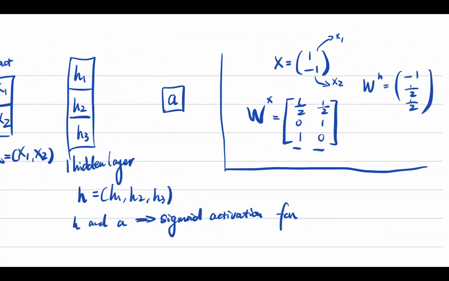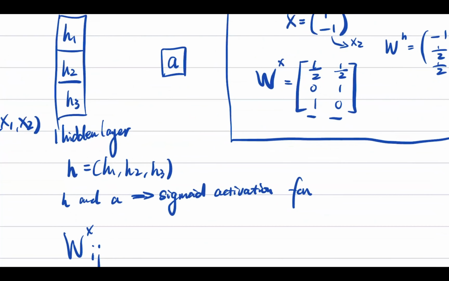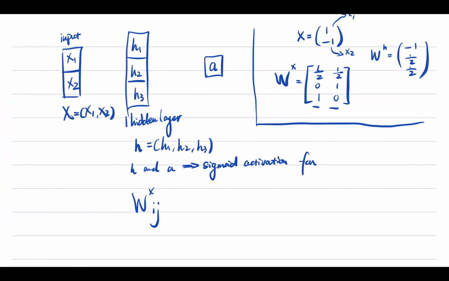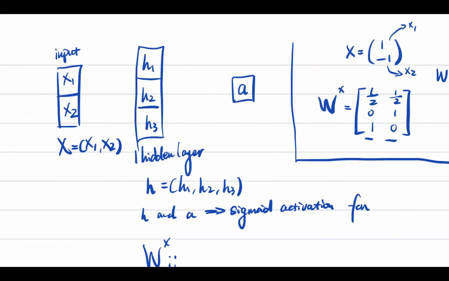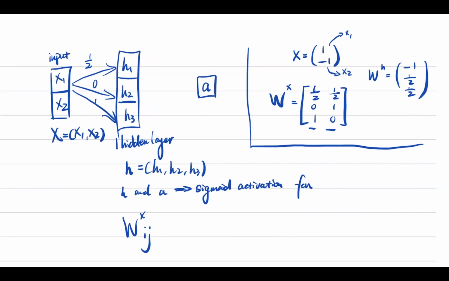If we put the weight in the format of WXij, i is what row it is in, and j is what column it is in. If we're multiplying by this, it's pretty clear that if we make these connections, this will be 1 over 2, this will be 0, this will be 1, right? Because the matrix formats correspond to each other. And the other one is the same: 1 over 2, 1, 0.